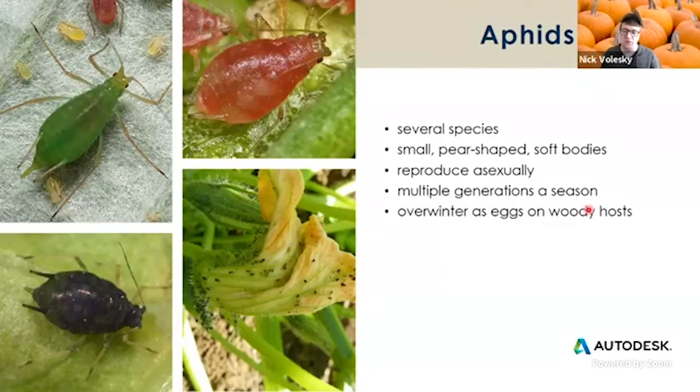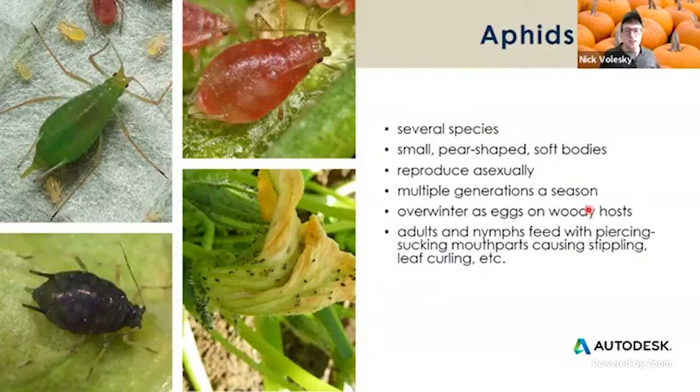And then when the fall temperatures cool, they'll start reproducing sexually. So they'll lay eggs on woody hosts. So if you have a lot of fruit trees or shrubs nearby your production, that's likely where the aphids are overwintering. But aphids, they have these piercing, sucking mouth parts that can cause stippling or leaf curling. And like we talked about earlier, they can also spread a lot of the viruses that can affect our plants.